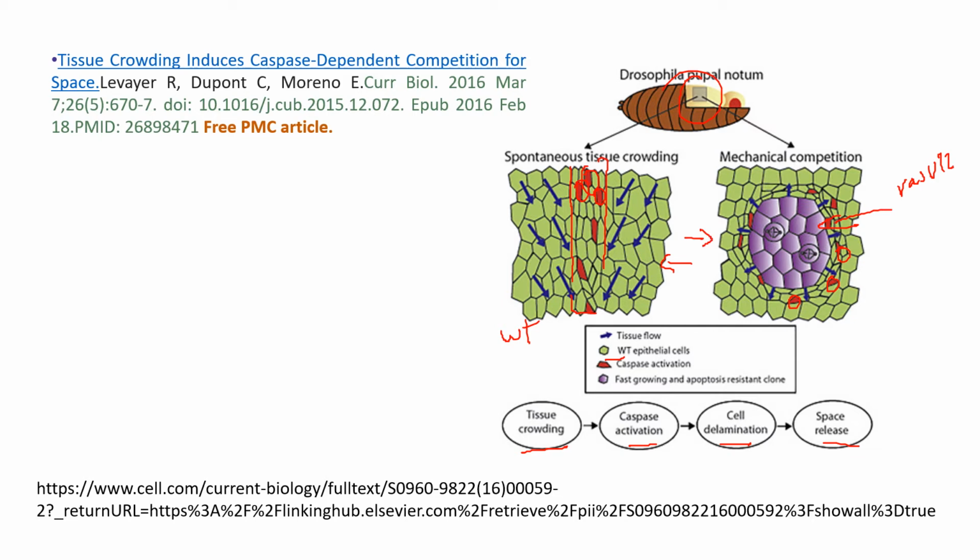So in other words, in the RAS-V12 case, the tumor cells, or the genetic perturbation, outcompete the wild type, and as the tumor grows they start killing the wild type cells. So you can give a look at this paper, and this is the main idea that is very important.